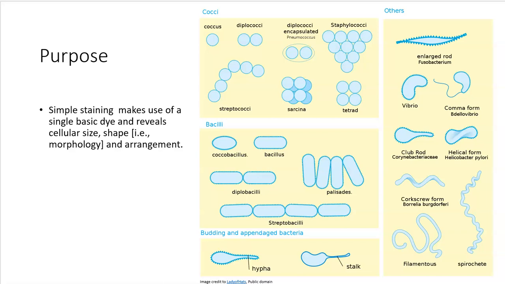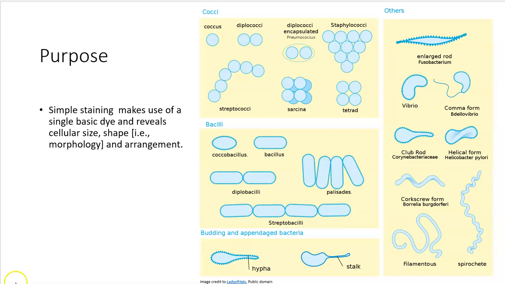Using a simple stain, you're not going to learn very specific details about a bacteria. So for example, the thickness of the cell wall, or if it forms endospores or anything like that, but it's just going to show you those general physical characteristics, which are size, shape, and arrangement.